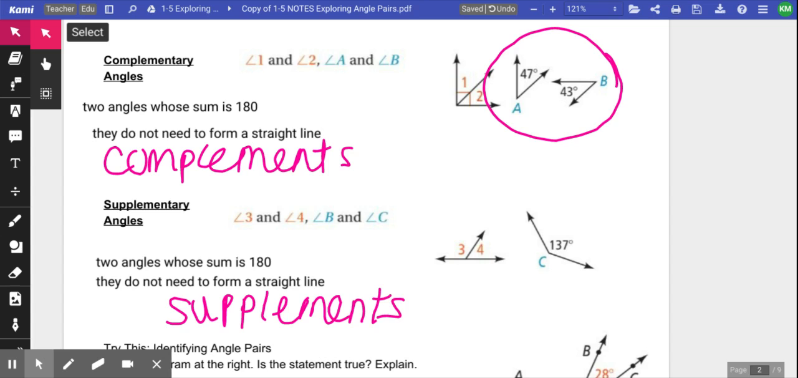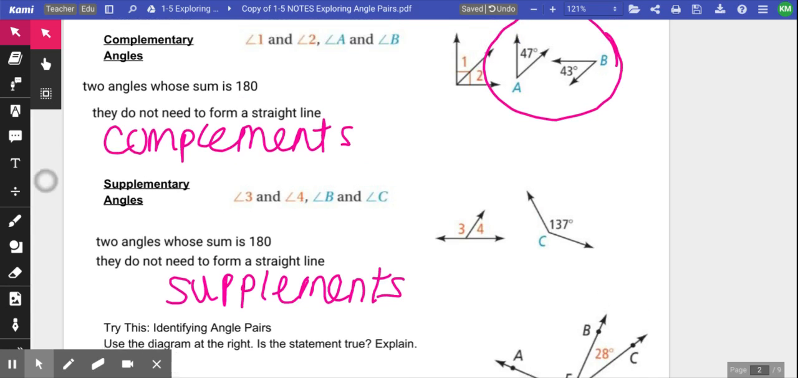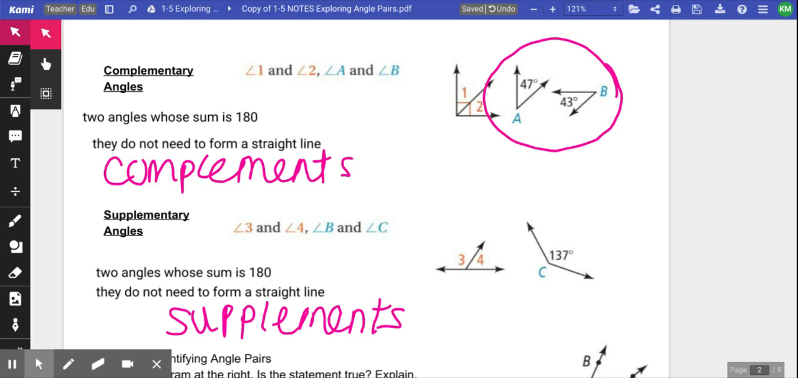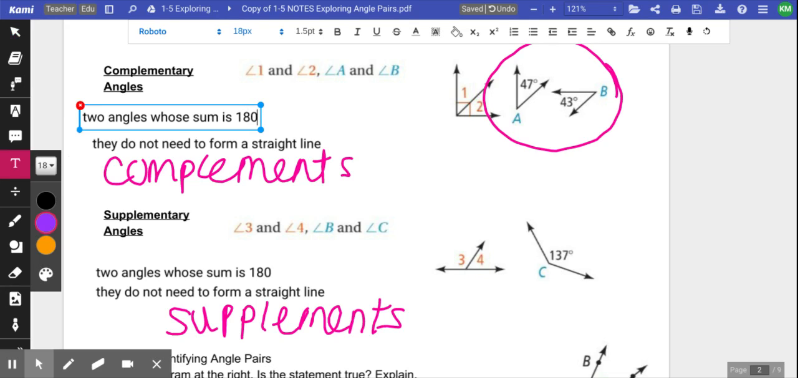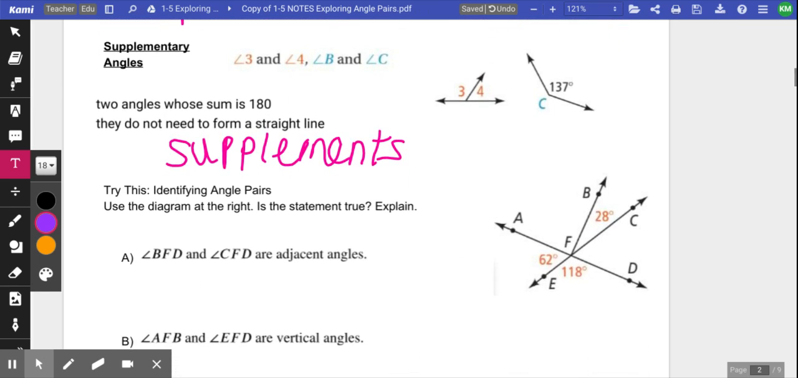Okay, so those are like the angle relationships. They could be equal, add to 90, or add to 180. Oops, and complementary here, I see an error. They should be 90. So fix that for complementary. Okay, so let's now try to identify some angle pairs.